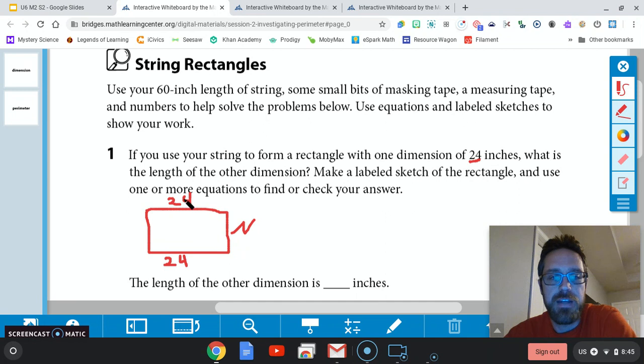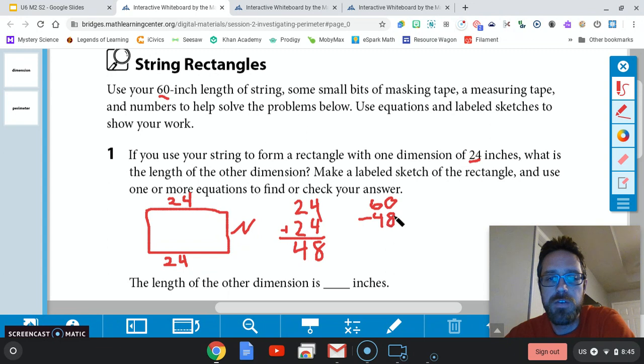If I know that, I can add these two together: 24 plus 24, adding my two lengths together. That gets me a total of 48 so far. Now my total is 60, so how far off from 48 am I? I can figure out the difference by doing 60 minus 48.